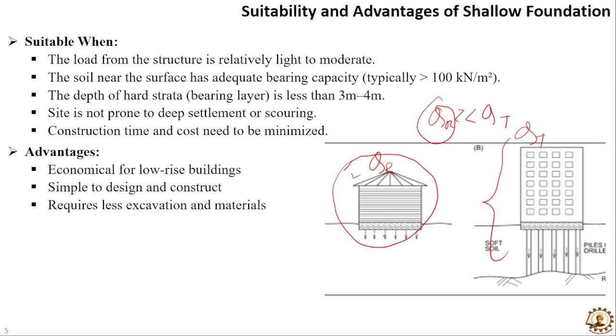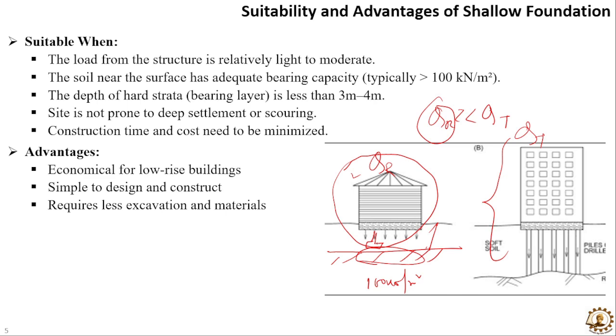If the bearing capacity of soil is greater than 100 kN per meter square, that means if the subsoil strength is greater than 100 kN per meter square, in such a situation we can use a shallow foundation. If the depth of the hard strata is less than 3 meter to 4 meter, we can also use a shallow foundation. That means suppose at a shallow depth we have a hard stratum of rock present. In such cases, we can directly shift the structural load to the subsoil using a shallow foundation.